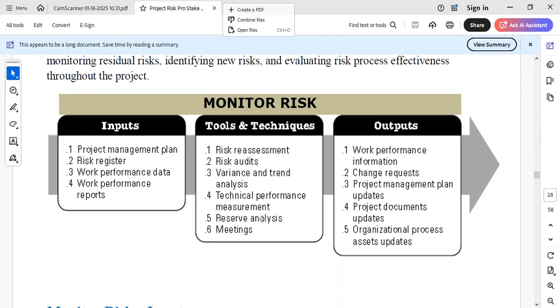So reserve analysis. What do we have left? What do we have left? Can it enable us to mitigate the risk, transfer the risk, avoid the risk, keep the risk away till the end of the project?